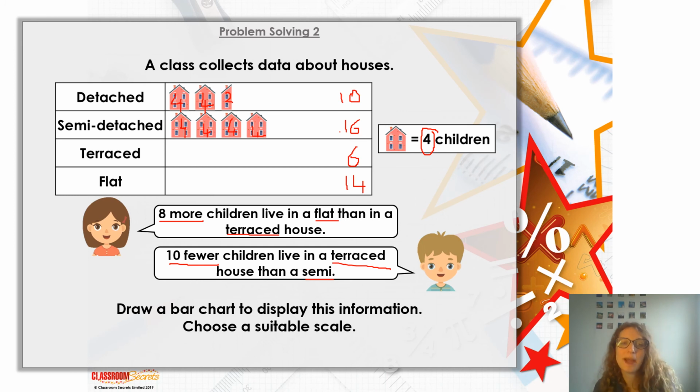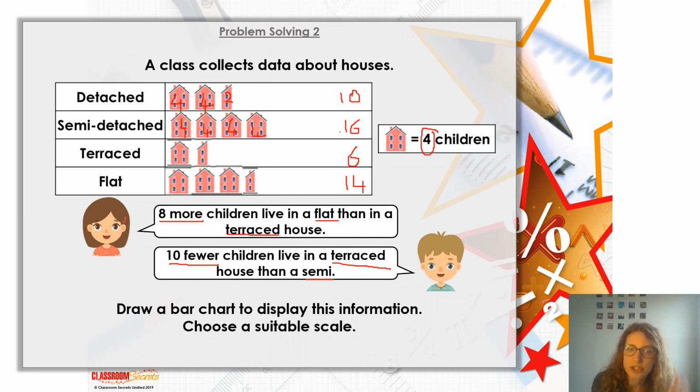So then we need to think about what that would look like on a pictogram. Remember, each house is worth 4. So how are we going to show 6 children for the terraced house? Okay, let's see if you're right. So we have one complete one, which is 4, and then half, which is 2. So 4 add 2 is 6. And now our flat, 14 for a flat. Let's go 4, 8, 12. Okay, and then half of 1 to make 14.